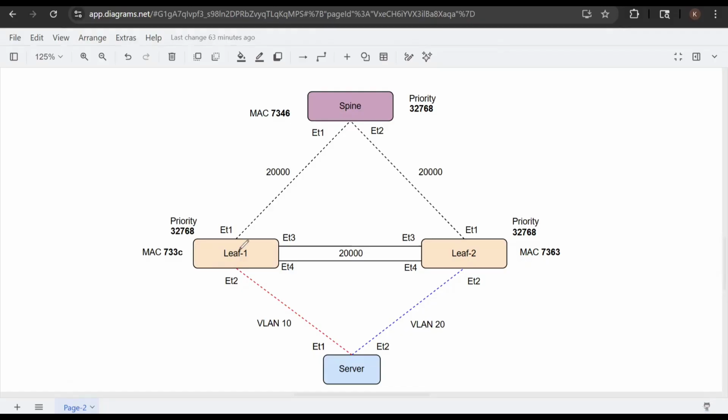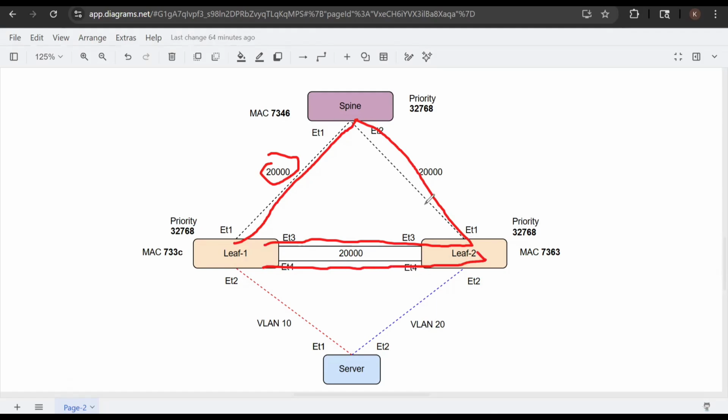If you look, leaf 1 has 3 paths to reach the root bridge, which is the spine. Path 1 is this, and the total cost is 20,000. Path 2 is this, and the total is 20 plus 20, 40,000. The third path is this, and the cost again is 40,000. So ET1 has the lowest path cost, so ET1 became the root port. On leaf 2 it is the same. ET1 on leaf 2 has the lowest cost to reach the root bridge, so it has become the root port. So this is the default behavior.